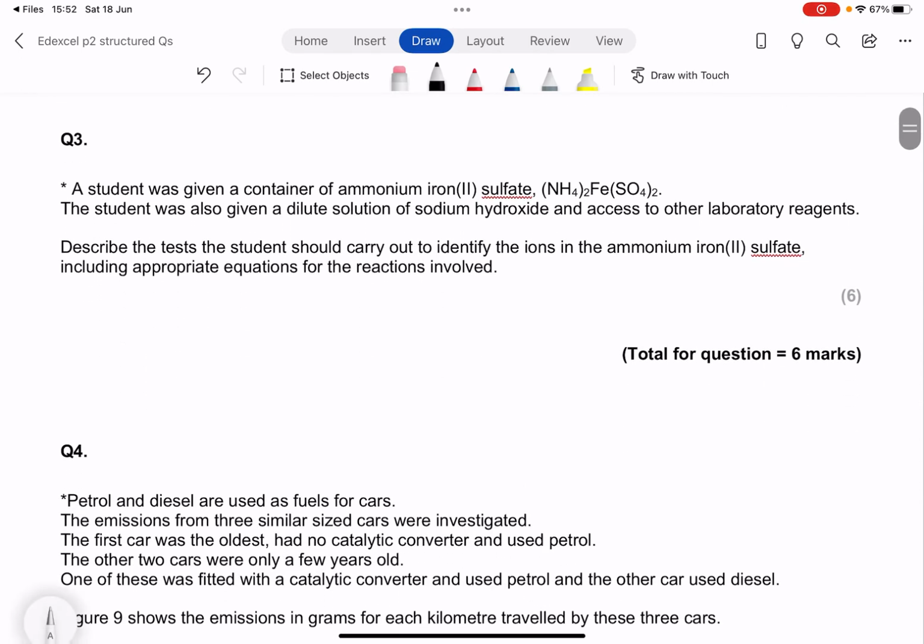The next question is actually, I would say, a really, really important question. It's on the triple paper, triple content only, and it's about identifying ions. So the question is saying, describe the test a student would carry out to identify the ions in ammonium iron sulfate. Now please note, it's ammonium, it's iron 2, and it's sulfate. So let's look at each one.